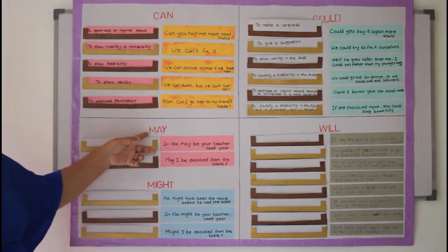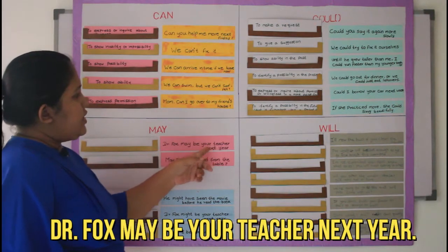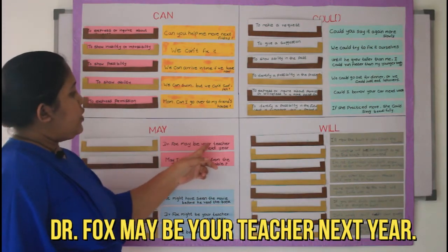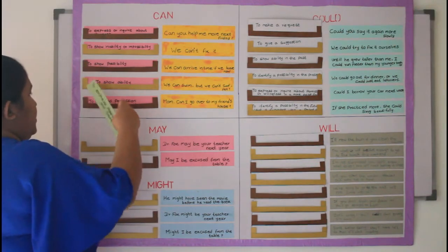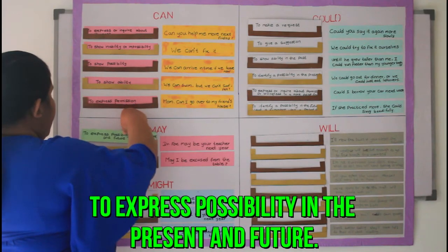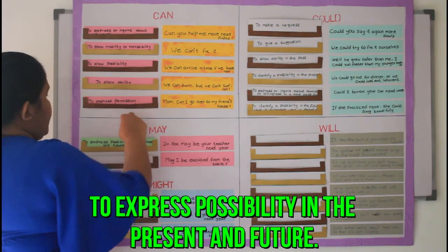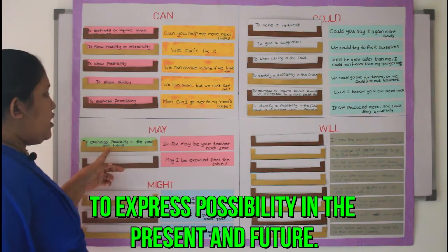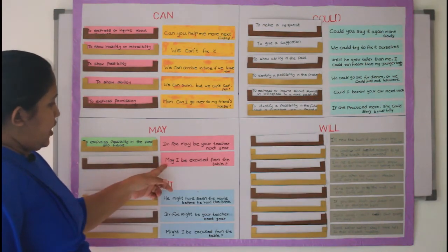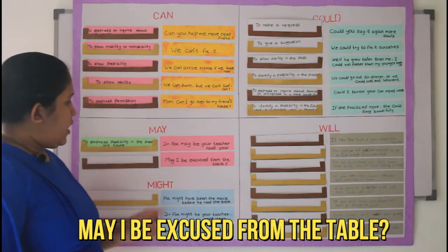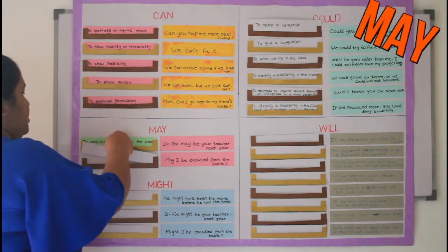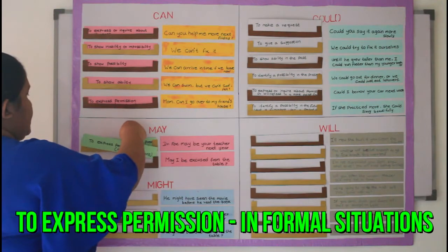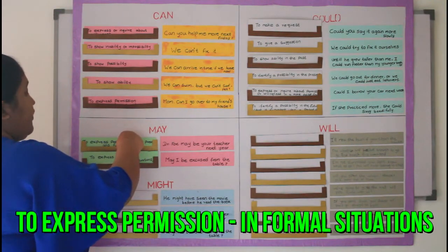Next modal verb, may. Dr. Fox may be your teacher next year. Here, the modal verb may is used to express possibility in the present and future. Next one. May I be excused from the table? Here, the modal verb may is used to express permission in formal situation.